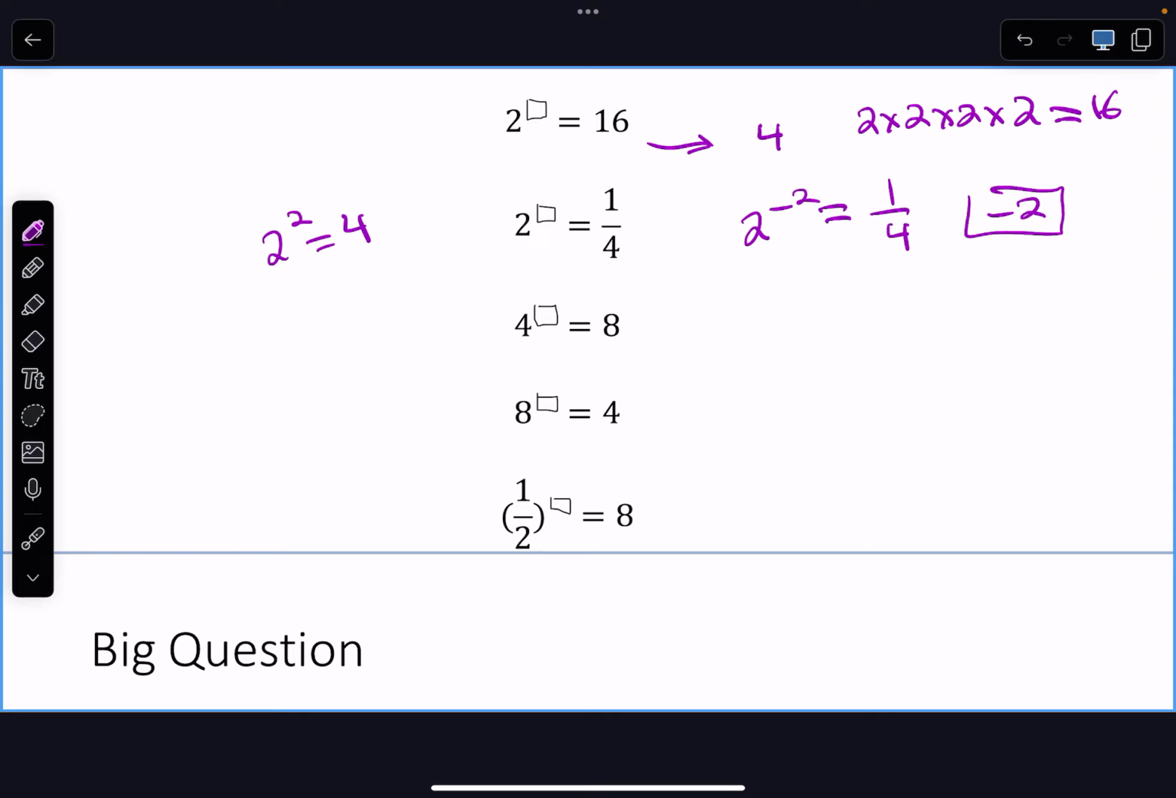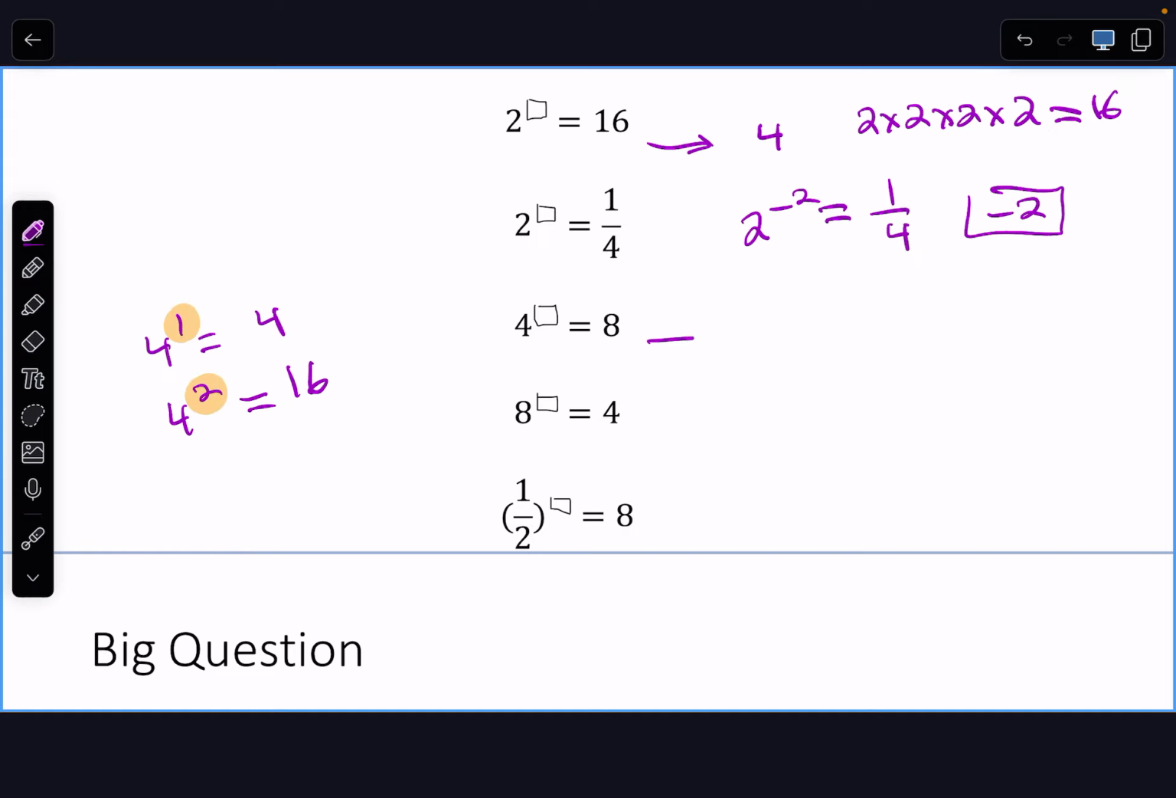4 to the power of what gives me 8? Once again, this number needs to be bigger than 1 because I'm becoming 8, a bigger number, but it's not a whole number because 4 to the power of 1 is 4. 4 to the power of 2 is 16. So 4 to whatever power will give me 8, that has to be a number between 1 and 2.